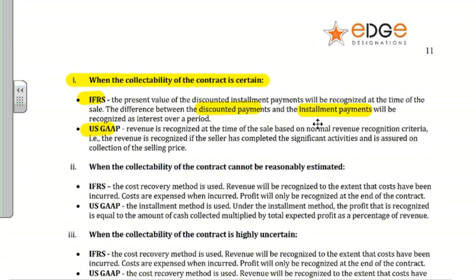US GAAP, revenue is recognized at the time of the sale based on what we call normal revenue recognition criteria. Number 2, what if the collectability cannot be reasonably estimated? IFRS, as per usual, goes for cost recovery. In other words, recognize only what you have already incurred in terms of costs. US GAAP says you can use the installment method.